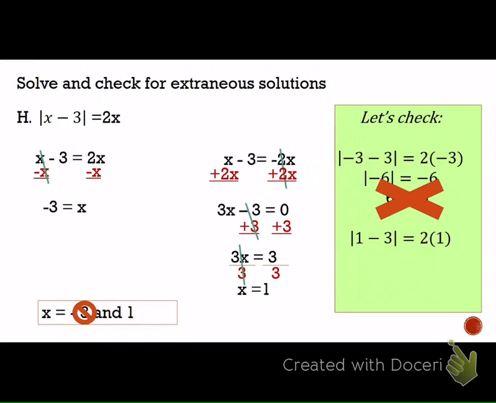When you plug the 1 in, what is 1 minus 3? Negative 2. What's the absolute value of negative 2? 2. What's 2 times 1? 2. Does this one check? Yes. So on your test or quiz or your worksheet tonight, you could just put x equals 1. Or if you want to just cross it right out, like in your work, I'm okay with that. I'll know what it means.